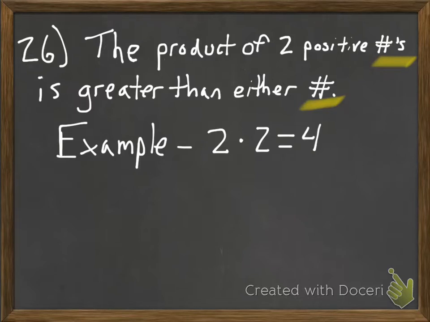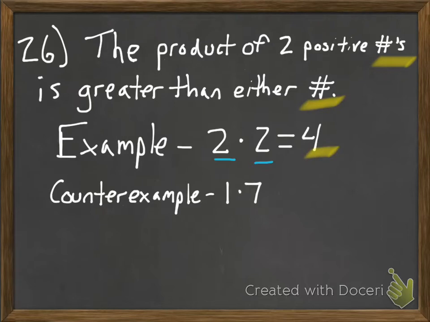The question asks for a counterexample. Okay? For a counterexample, we could do 1 times 7. The product would be 7. So if we look at our 7 right here, the product or the answer is not greater than 7, it is equal to 7. So because 7 is equal to 7, this conjecture is not always true, and any number times 1 is going to give you a good counterexample.